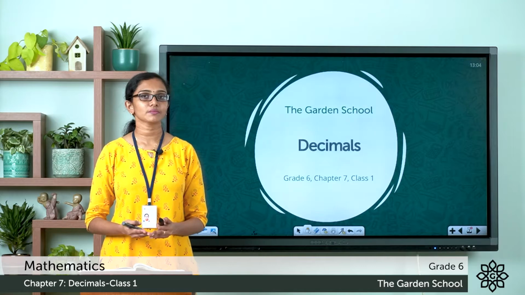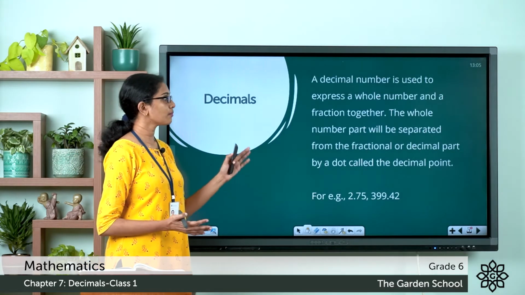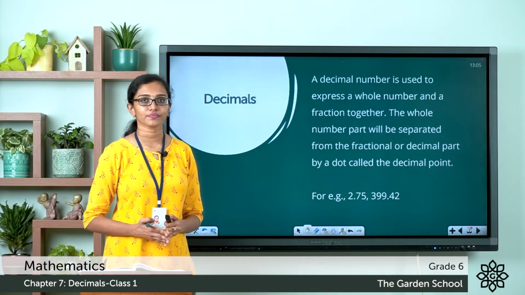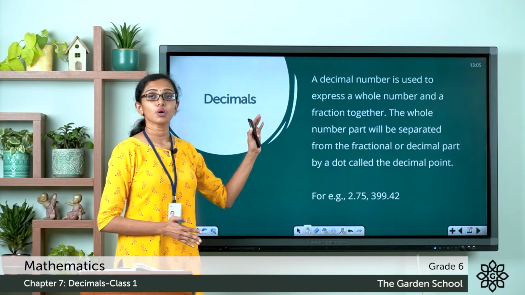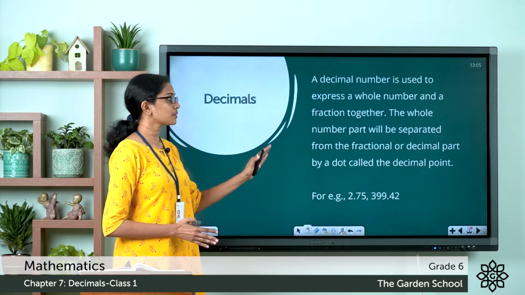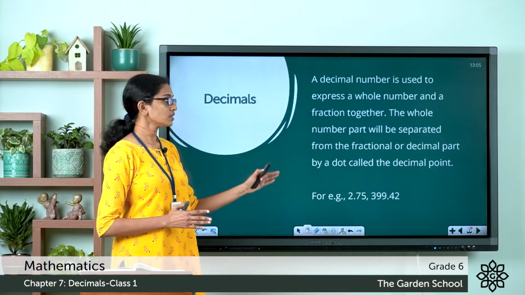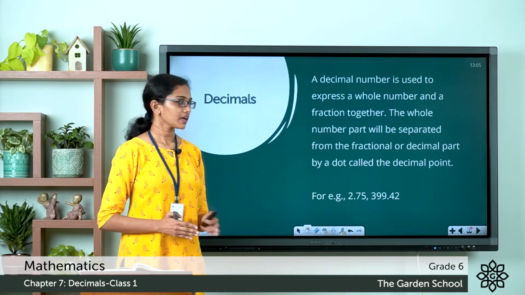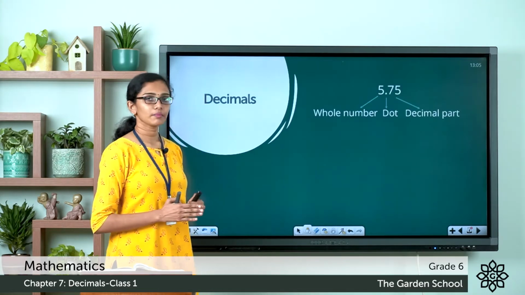So what is a decimal? A decimal number is used to express a whole number and a fraction together. And in a decimal number, the whole number part will be separated from the fractional or the decimal part with a dot, and it is called the decimal point. Here you can see a couple of decimal numbers.